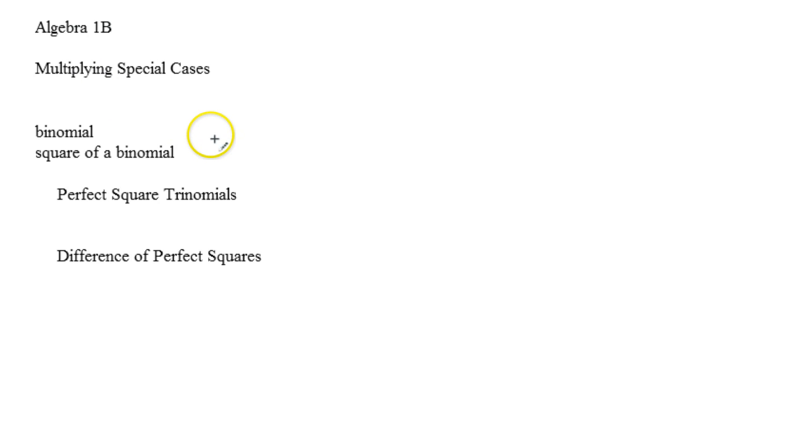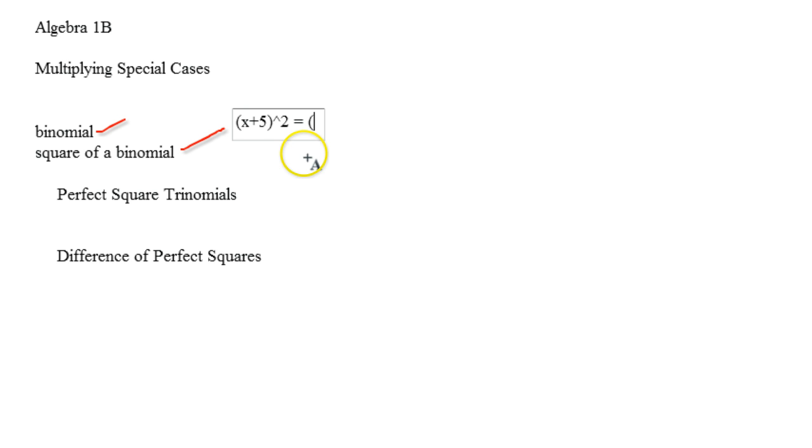Okay, welcome, and we'll be talking about multiplying special cases of binomials. And we'll be talking about a square of a binomial. We already know a binomial has two terms. That's pretty easy. Okay, but square of a binomial is something like this: x plus 5 squared. And some people go, oh, I don't know what to do with that.